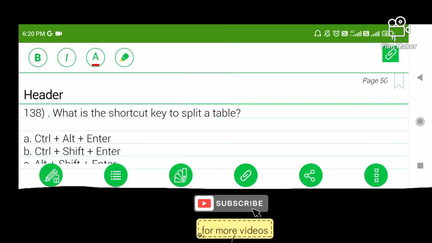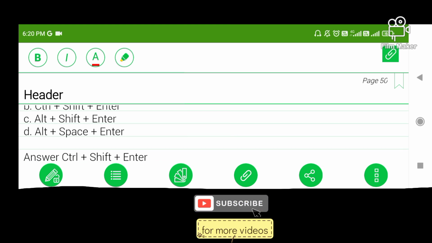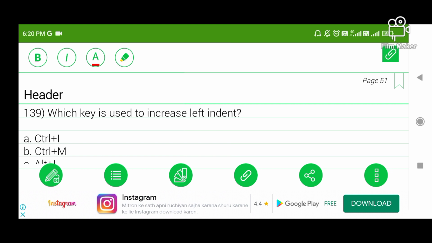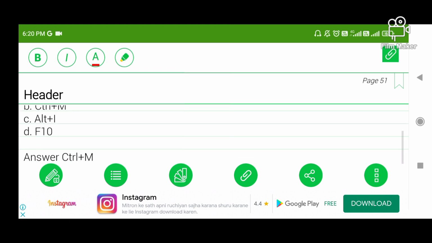138. What is the shortcut key to split a table? A. Ctrl plus Alt plus Enter. B. Ctrl plus Shift plus Enter. C. Alt plus Shift plus Enter. D. Alt plus Space plus Enter. Answer Ctrl plus Shift plus Enter. 139. Which key is used to increase left indent? A. Ctrl plus I B. Ctrl plus M C. Alt plus I D. F10. Answer Ctrl plus M.